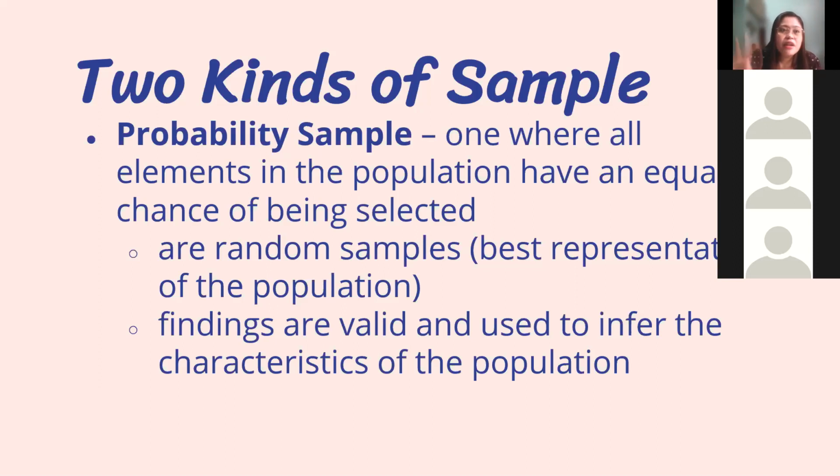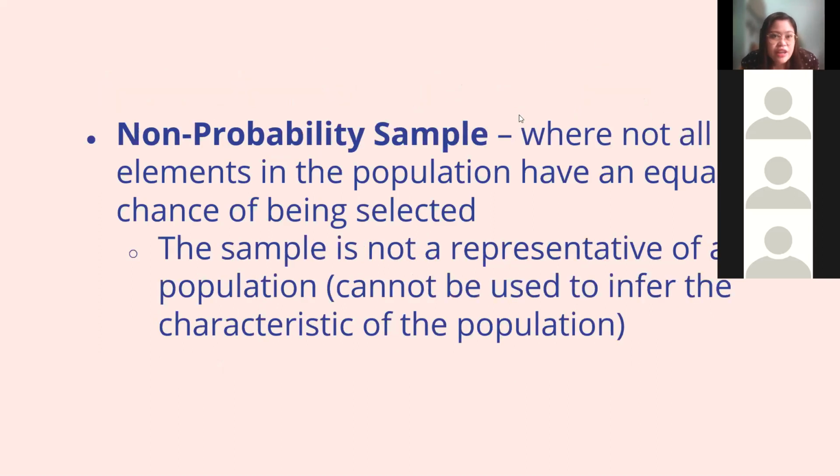So kasi pag randomly selected man gud, atong gina-consider na best representative of the population. Remember, the meaning of the sample is representative sa population. It's taken from the population. So the best one are those selected randomly. Okay? So pag gigamit nato na there is randomization, our findings will be valid and ginagamit siya to infer or to have conclusions about the characteristics of our population.